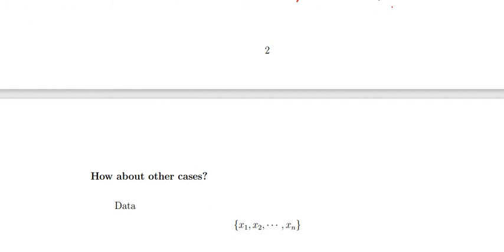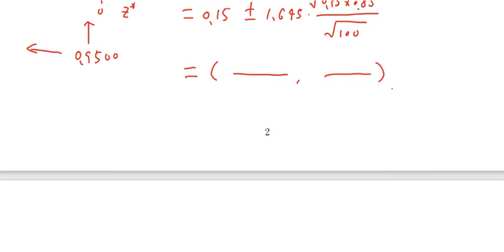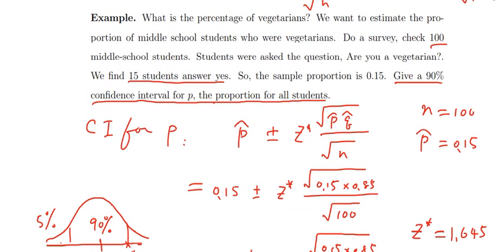Okay, so for typical situations like a yes or no question or a 1-0 population, we know how to do the confidence interval and the estimation, right? We call this P the population proportion. So we just use this formula, where sigma is the square root of p hat q hat.